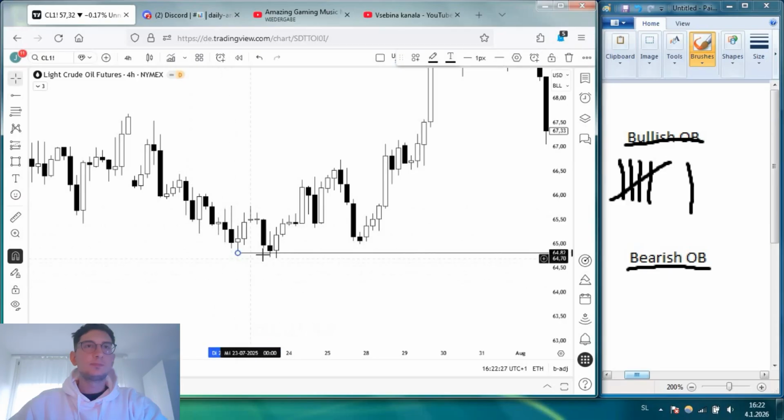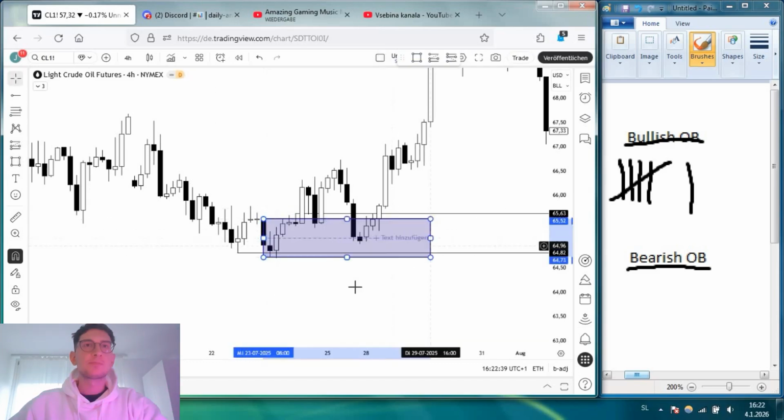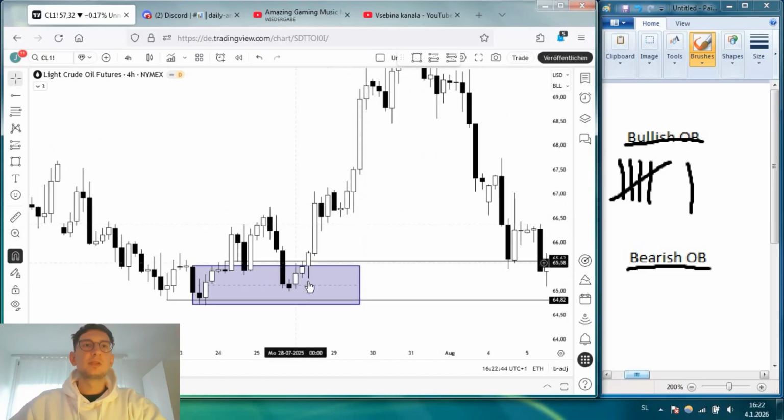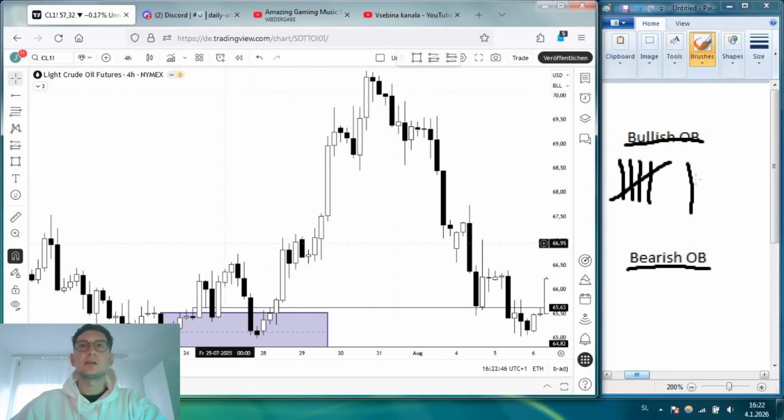Here we have a low. We sweep liquidity with those two candles. We break structure with this huge white candle. Where was the last move down? Where were the last black candles? They were here. The price comes into the order block, does a little bit of chaotic price, and then it moves up.